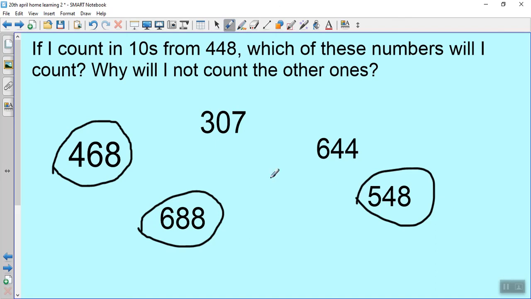If I count backwards, 438, 428, 418, 408, 398. I'm always still going to have 8 in the ones. So I'm not going to have these two because my numbers need to have 8 ones.